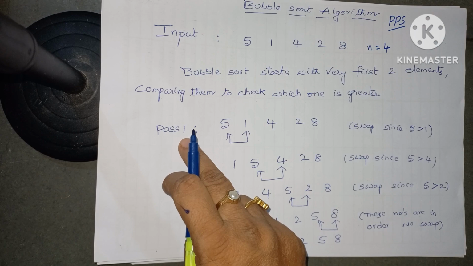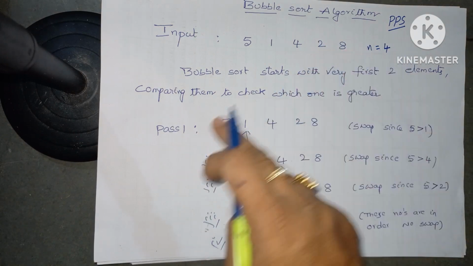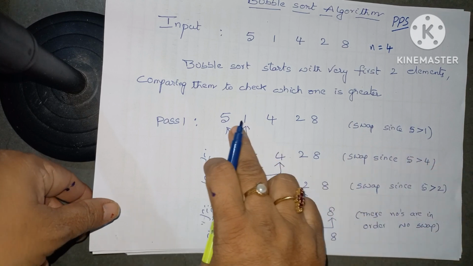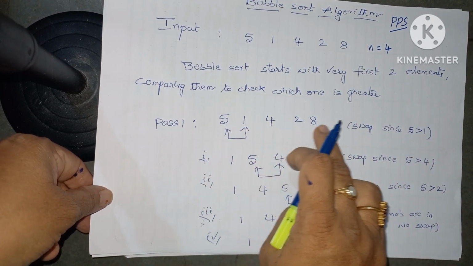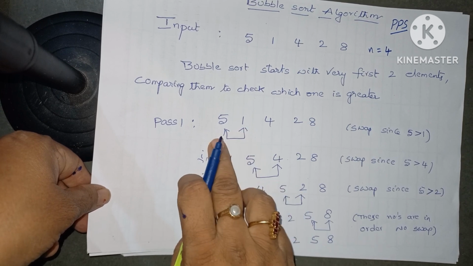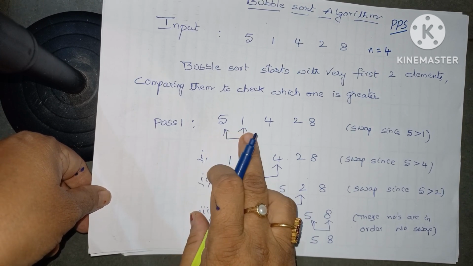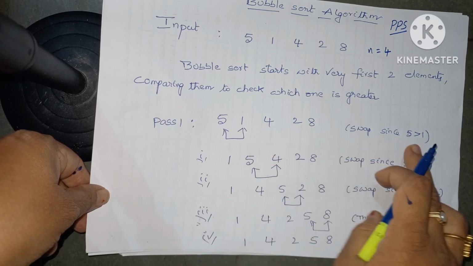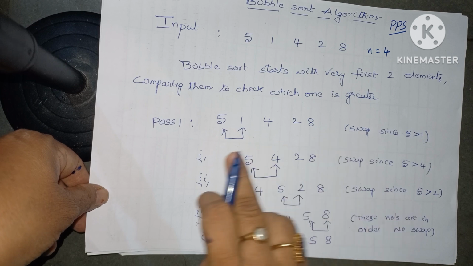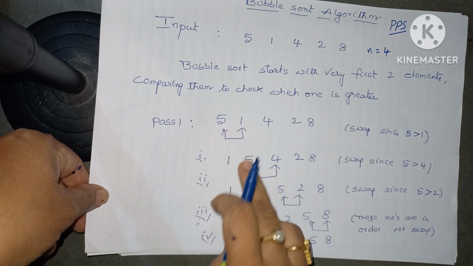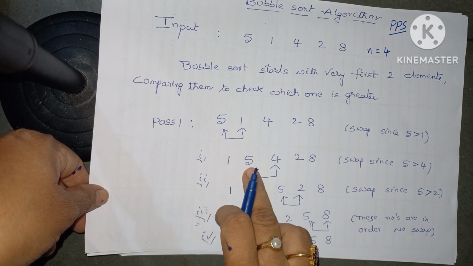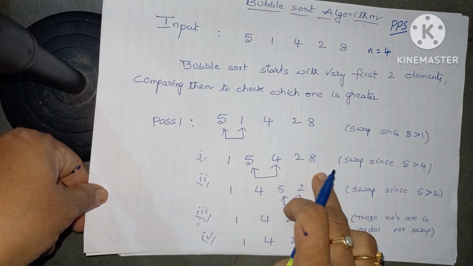So, this is pass 1. There are 5 elements, so within 4 passes the elements must be in order. First we take the elements 5, 1, 4, 2, 8. First compare the first 2 elements, 5 and 1. The first element 5 is greater than the second element. So, if 5 is greater than 1, just swap it. Swap means the 5 and the 1 are interchanged. So, 1 is coming first, then 5, then 4, then 2, then 8.